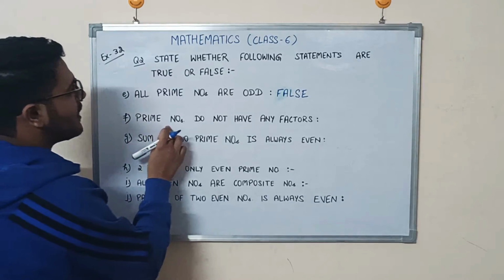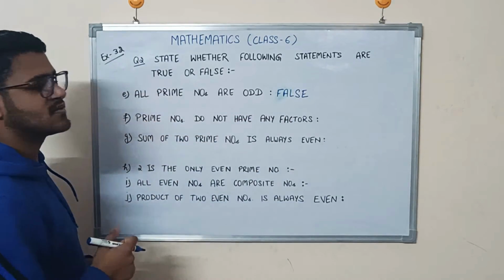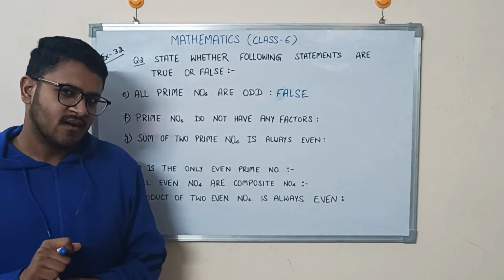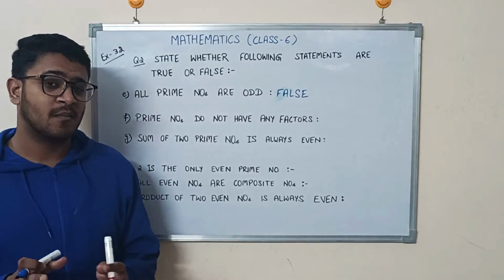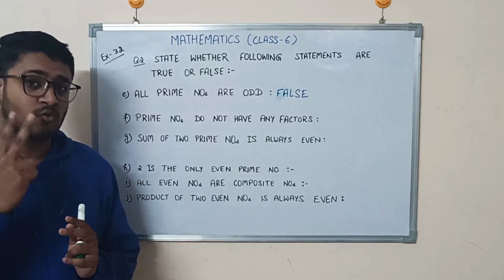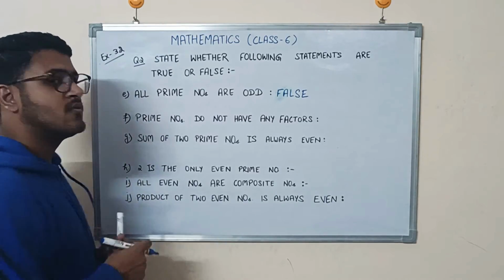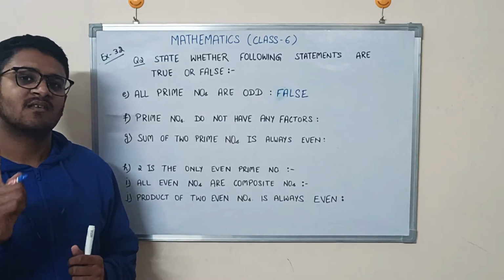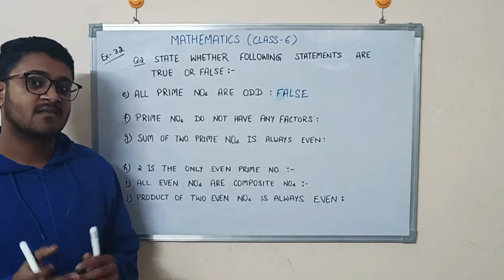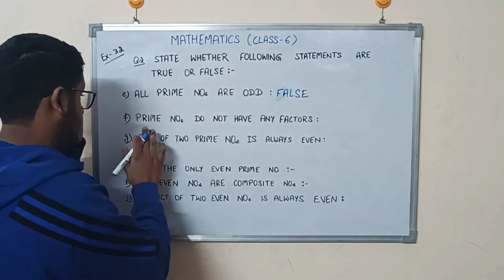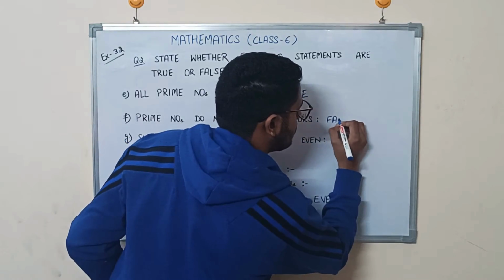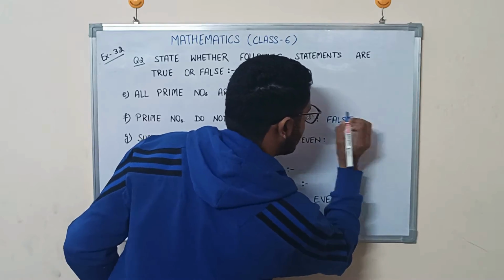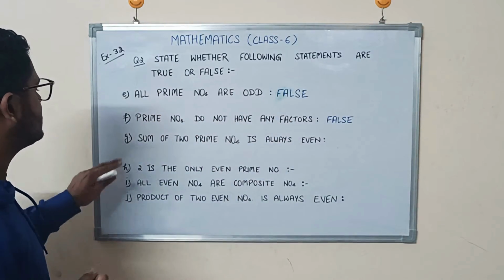F part is prime numbers do not have any factors. Is it correct? No, because what we have understood till now, prime numbers are the numbers which have only two factors, right? And what are those two factors? One is number 1 and the other factor is the number itself, right? So prime numbers do not have any factors. This is also false, right?